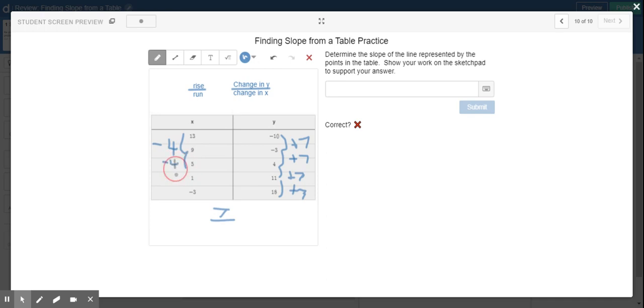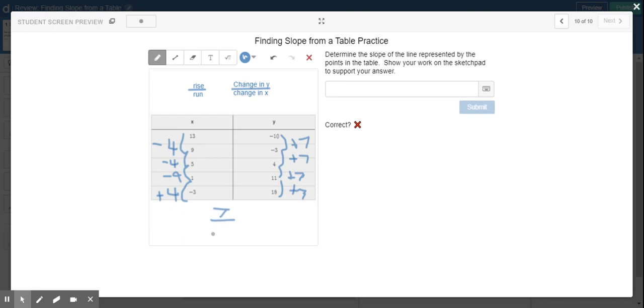That's helpful because that means my rate of change is constant, which means I'm going to have only one slope for this entire table. If the rate of change was not constant, I'd be having different rates of change depending on where I was in the table, and I wouldn't be able to answer it as one final answer here.